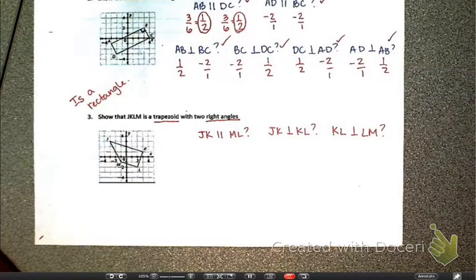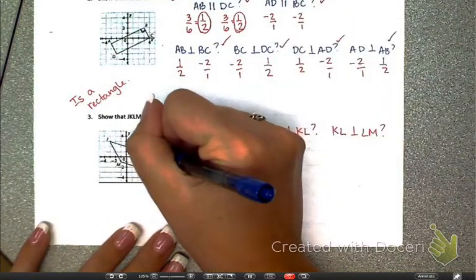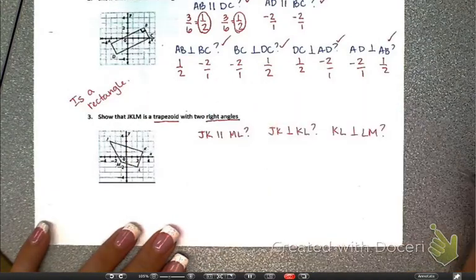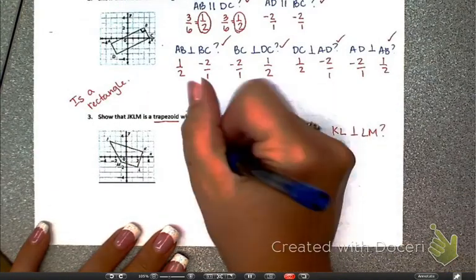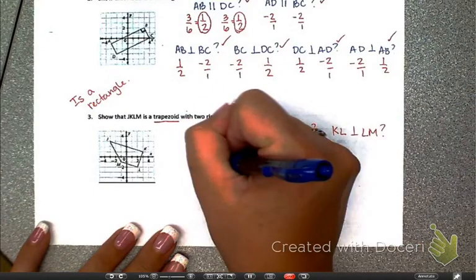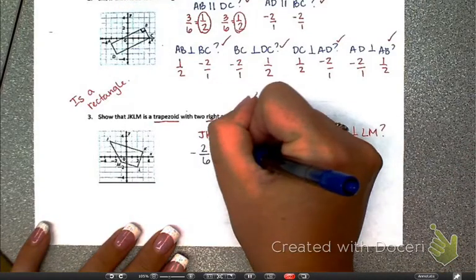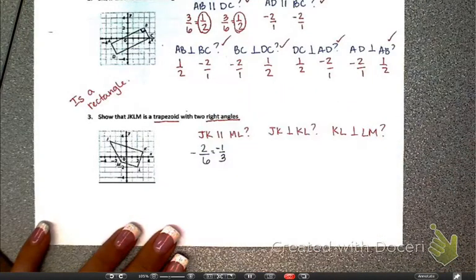So let's find the slope of JK. So my rise is, what's your rise? 2. And my run? How about -6? Because we go backwards. Are we okay with that? Okay. Which reduces to -1/3. And we need to find ML.